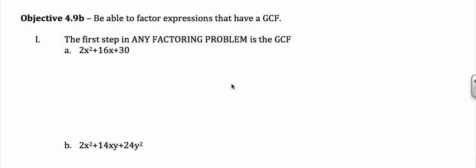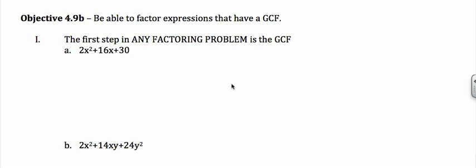The big key here is that this is the first step in any factoring problem. This is always what you should check for first, the GCF. The reason you need to check for that first as opposed to waiting is because it makes your problem easier. Plus, you might see something that doesn't look like it's factorable, and then you take out the GCF and all of a sudden it is. So we're not learning anything new. We're just saying check for a GCF, factor it out if possible, then try to factor what's left.